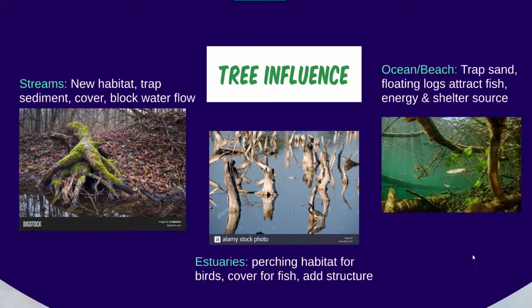The ocean or beach can also be influenced by these dead trees. They essentially can trap sand, act as floating logs to attract fish, and be useful in terms of energy and shelter.